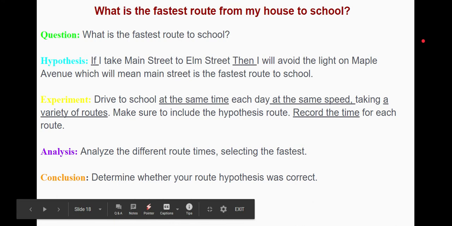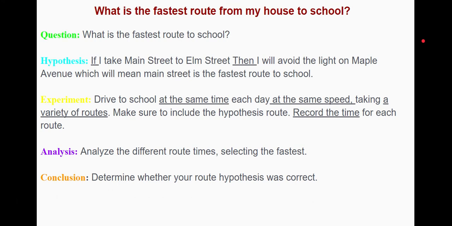So here's an example of how the scientific method could be laid out for a just normal day-to-day part of your life. So the question is, what is the fastest route to school? Okay, from my house. The hypothesis, we tend to like to write it in an if-then statement. I will go over that in another lesson. Right now, I just want you to read the idea, okay?